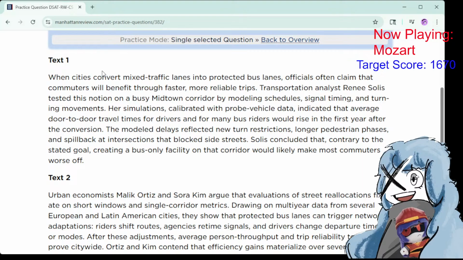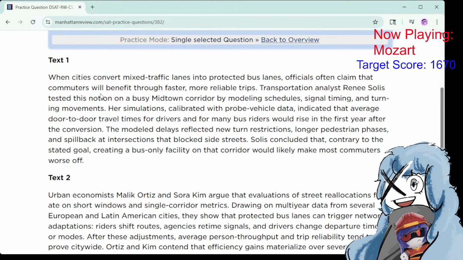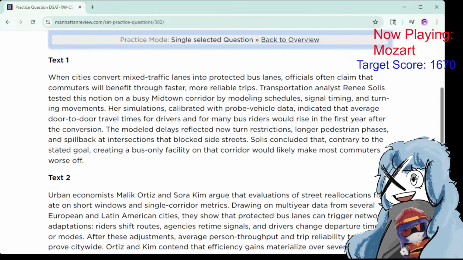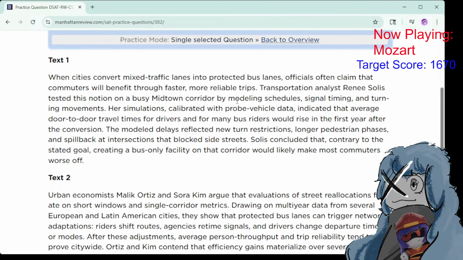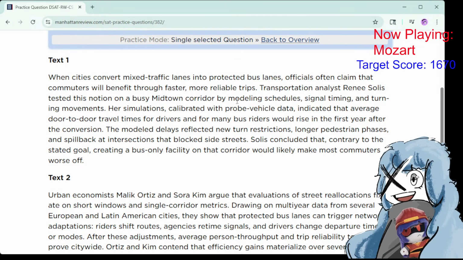So basically, the goal is making a bus lane. Therefore, officials claim that the commuters will benefit through faster, more reliable trips. Maybe it's talking mostly about the bus commuters, because regular commuters, I would not think they would.